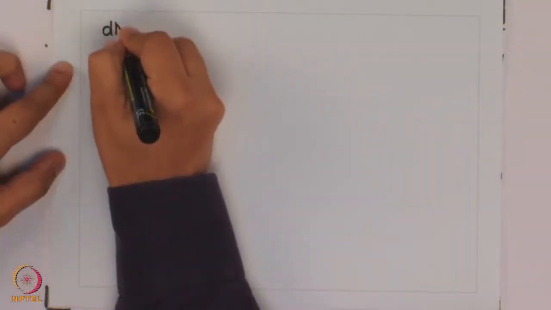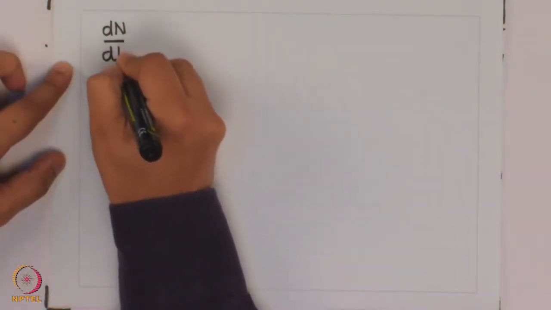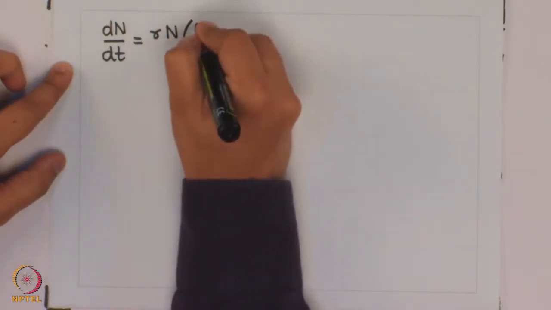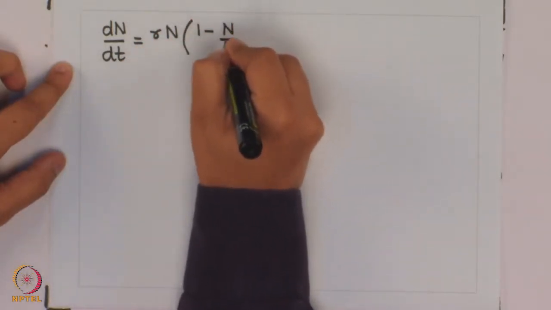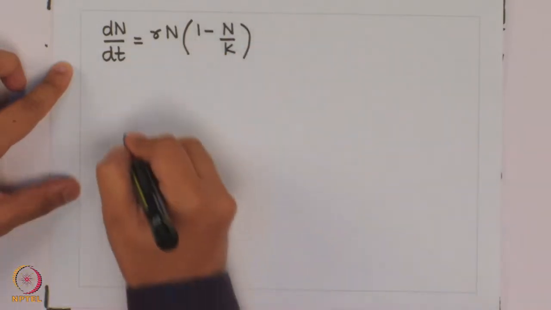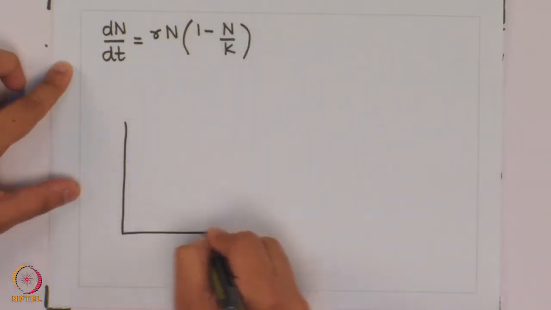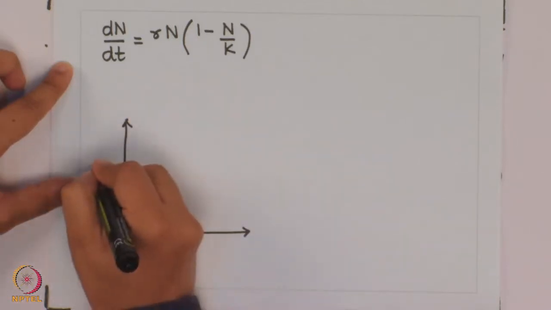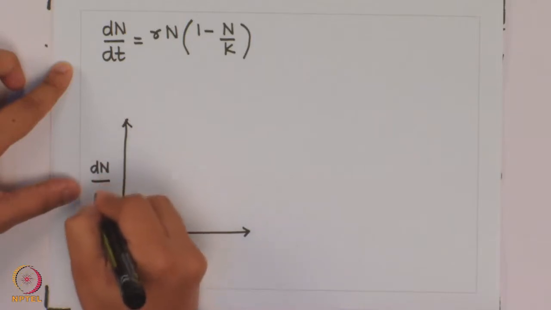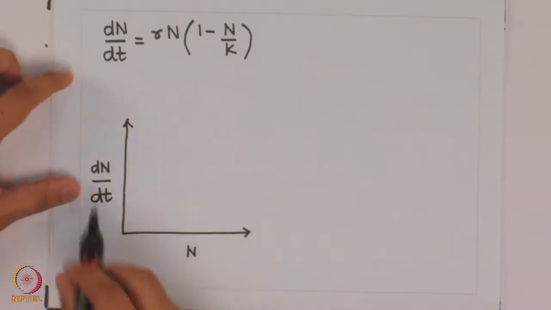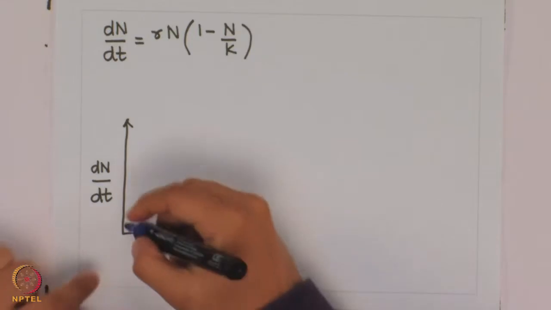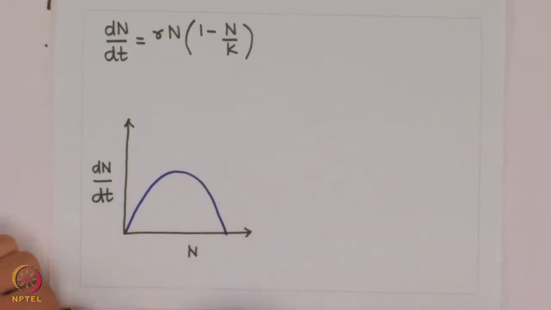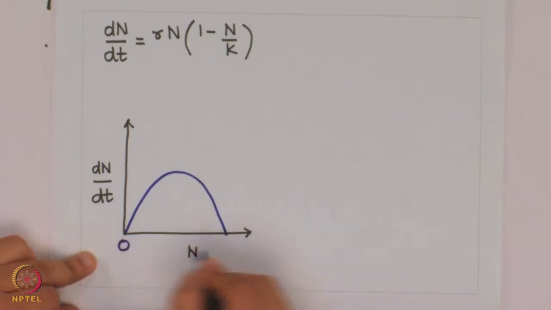Again, our equation is dn by dt equals Rn times 1 minus n upon k, and when I did the plot to analyze the stability of the system, I plotted n against dn by dt, and we saw that that graph looks something like this, a parabola which meets the x axis at n equal to 0 and n equal to k.